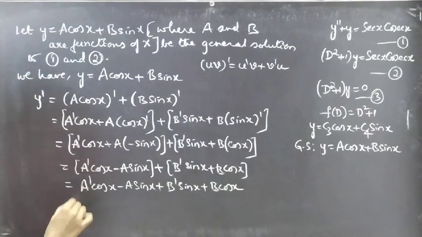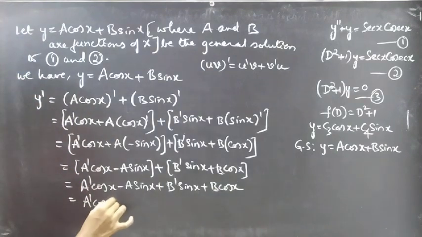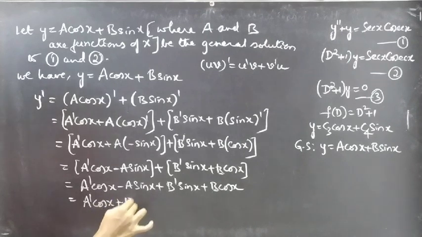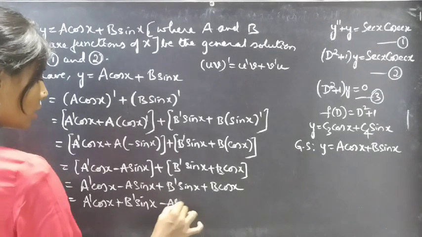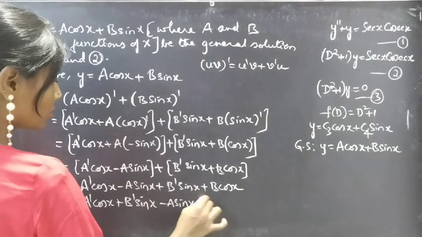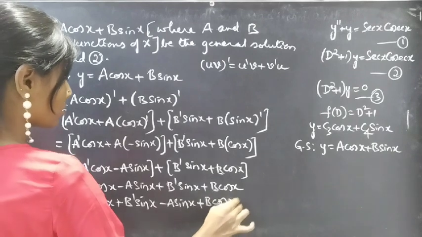Now write the terms involving a dash and b dash: a dash cos x plus b dash sin x. Now write the terms involving a and b: minus a sin x plus b cos x.